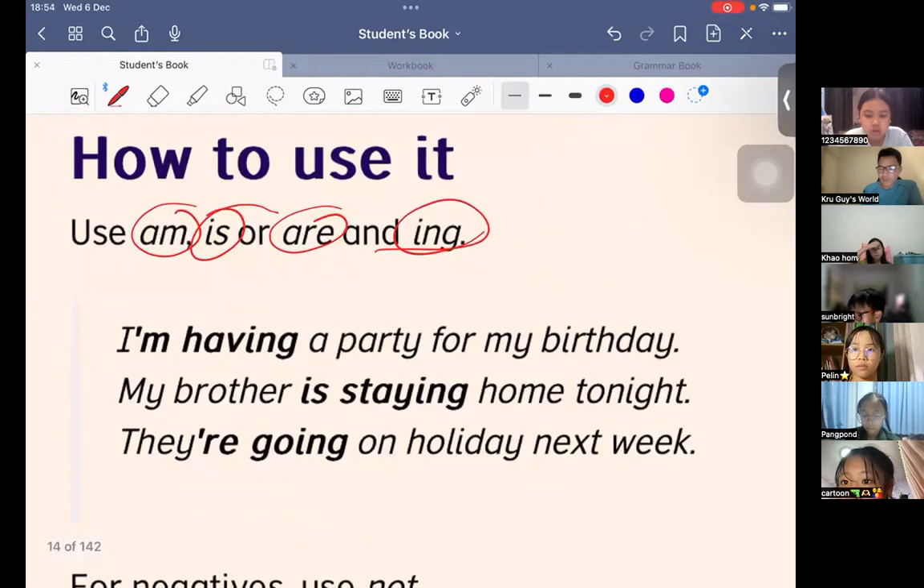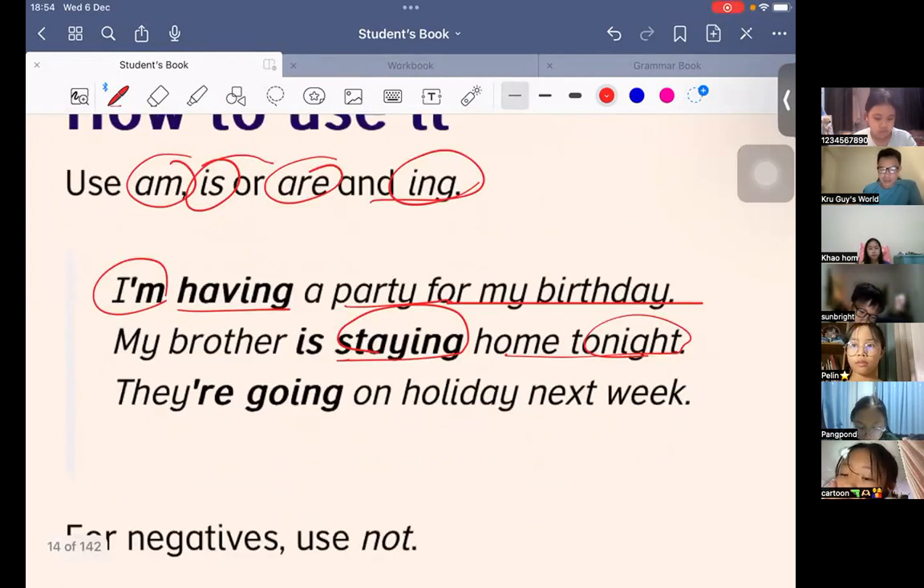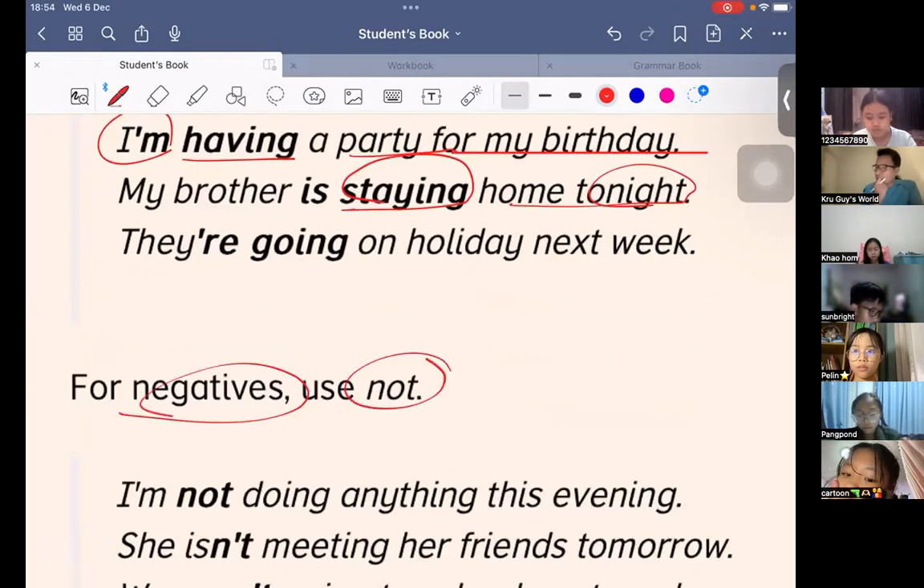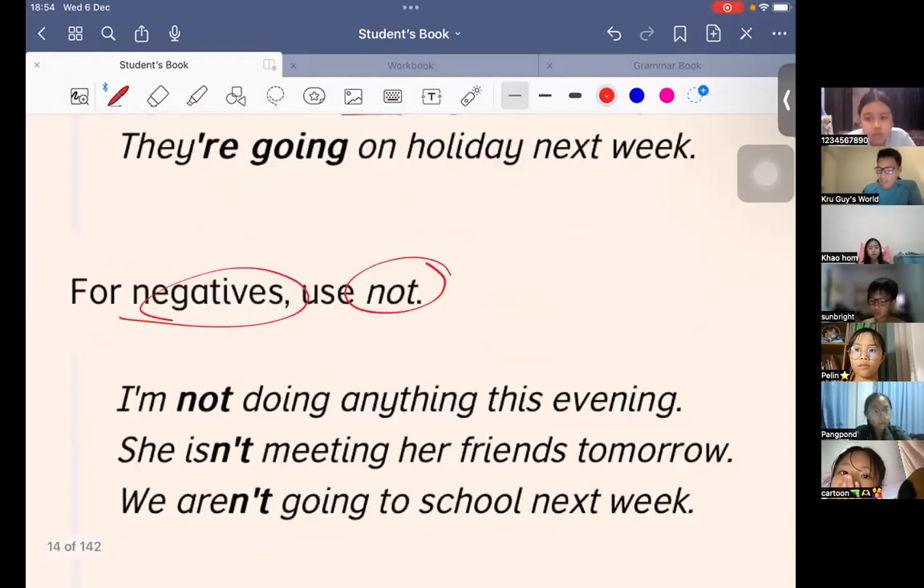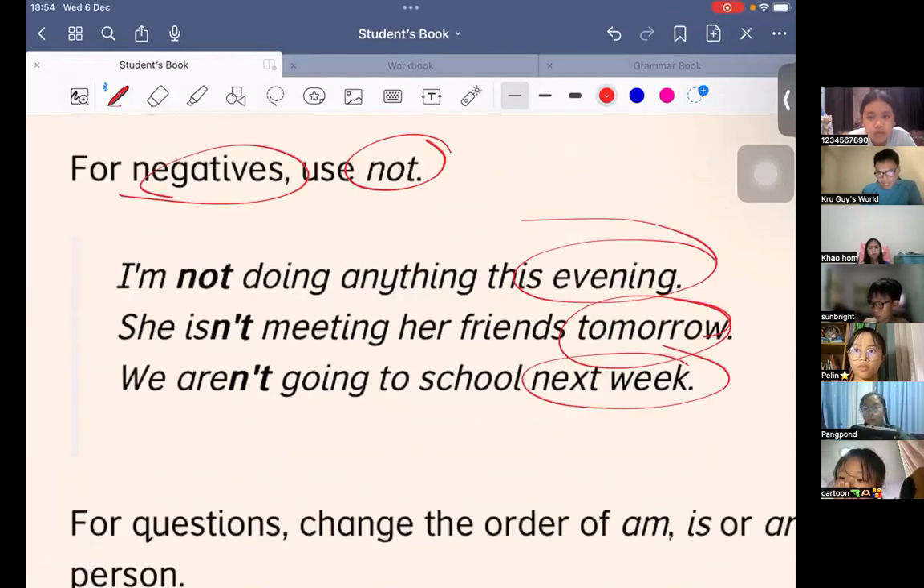I'm having a party for my birthday. My brother is staying home tonight. They're going on holiday next weekend. For negative, we just use not. I'm not doing anything this evening. She isn't meeting her friends tomorrow. Yeah, tomorrow. This evening is the future. We aren't going to school next week.